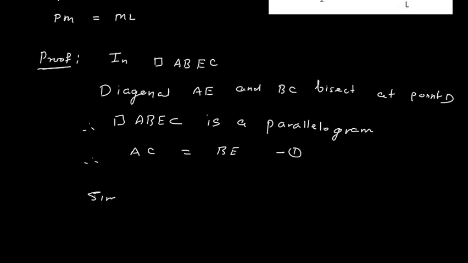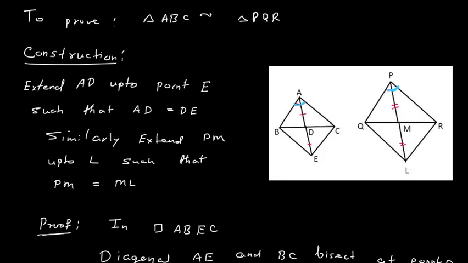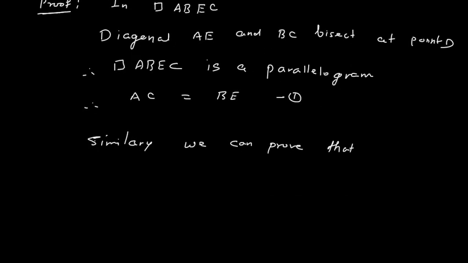Similarly, I will say similarly because in the second quadrilateral also we can prove. If you are using the same steps, then you need not repeat them again. Similarly, we can prove directly. I will write, we can prove that PR is equal to QL. Okay, this is our second equation.